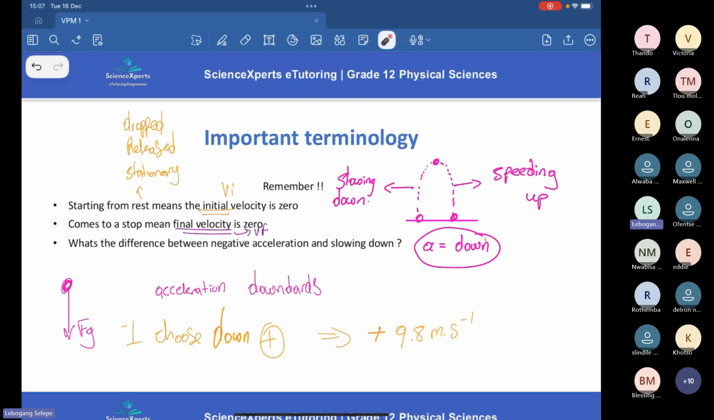But now on this side of the graph, the object is going down. The velocity is positive because the object is moving downwards. But then the acceleration is still downwards. Both the acceleration and the velocity are positive. If they are both positive, it means that the object is speeding up at that point. Does it make sense, guys?